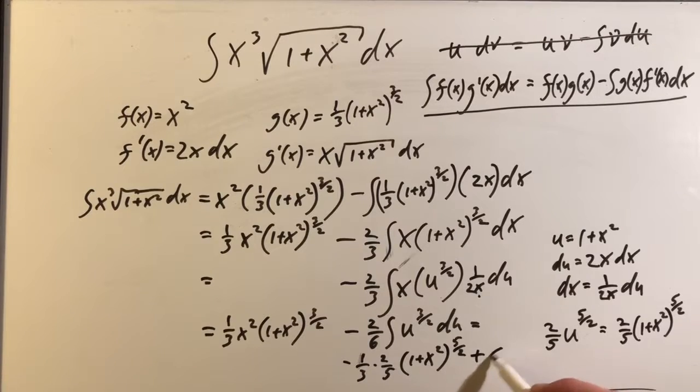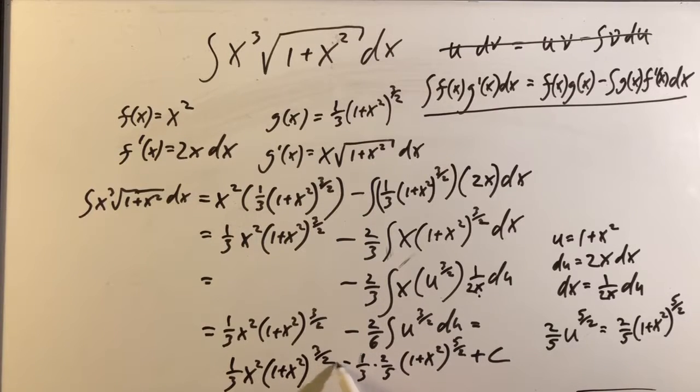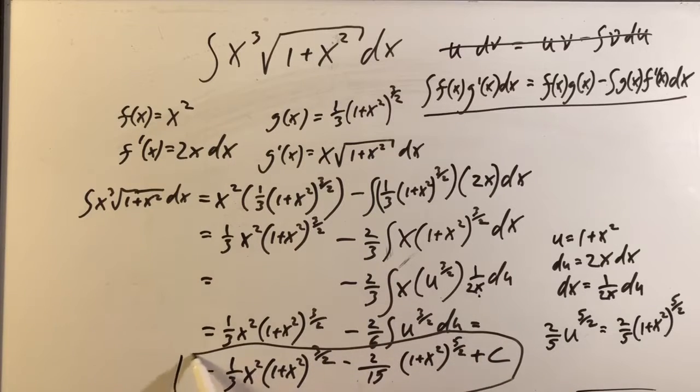We've got to add in a c. We have 1/3 x squared 1 plus x squared 3 over 2. So these two combined, that's the last bit, so it's going to be 2 over 15. I'll just save a little bit of writing. There. And that is the answer, hopefully without any mistakes. So I just wrote over my 3.